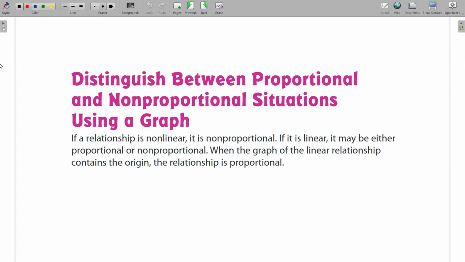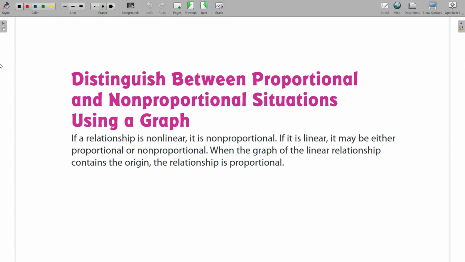Distinguish between proportional and non-proportional situations using a graph. If a relationship is nonlinear, it is non-proportional. If it is linear, it may be either proportional or non-proportional. When the graph of the linear relationship contains the origin, the relationship is proportional.